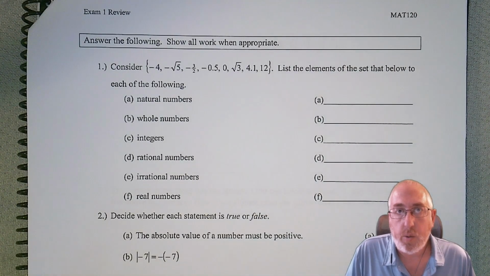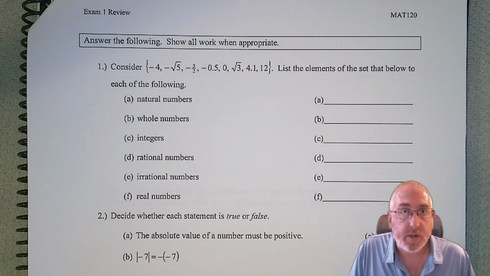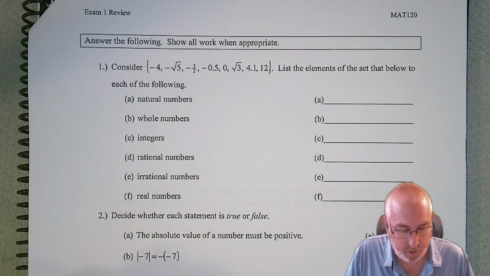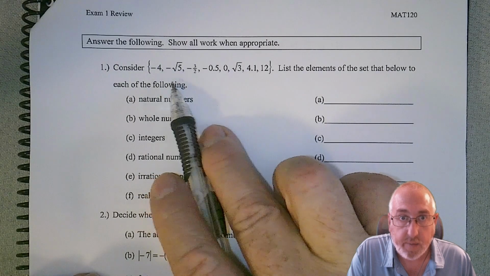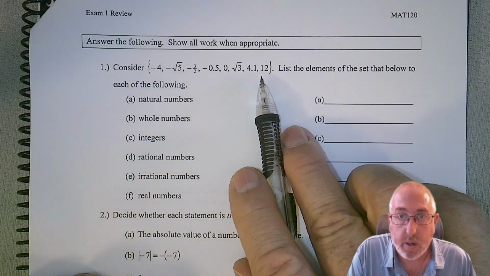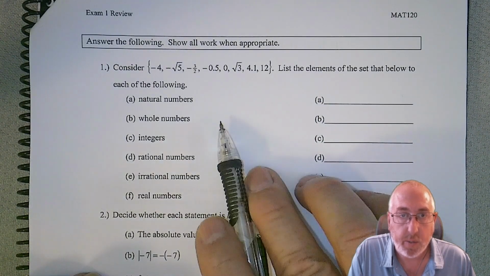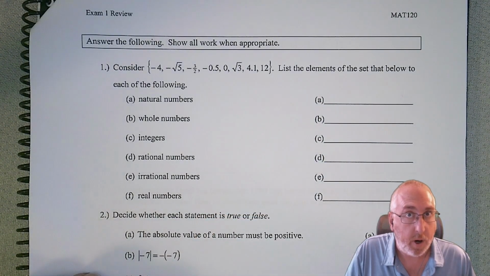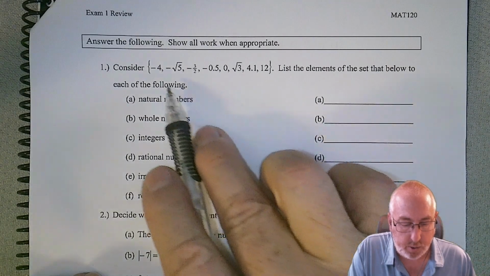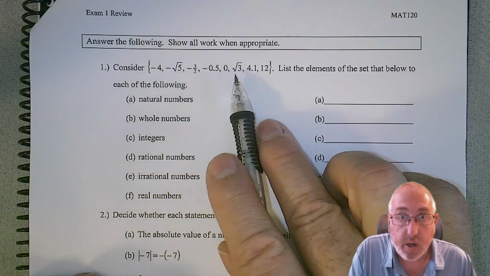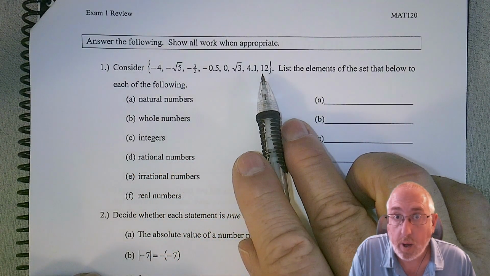So the first page was the outline of all the content for the exam, so now we're going to get into those problems. So let's take a look at the first one. We have our different group of numbers here, and we want to list the ones that are in each of those different sets. So starting with the natural numbers, remember those are our counting numbers. So the only counting number in here looks like 12.